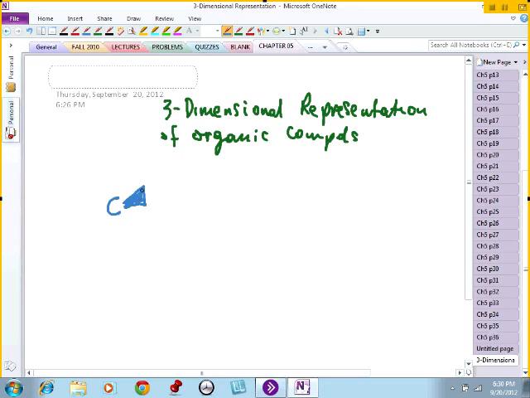Because the hydrogen is coming at me, I will use what we call a wedge. And then the chlorine is also coming at you, so I will use another wedge. The wedge means that those two groups are coming at you. Now, the methyl groups, where are they going? Going away from you. So how do I represent those? I do this.